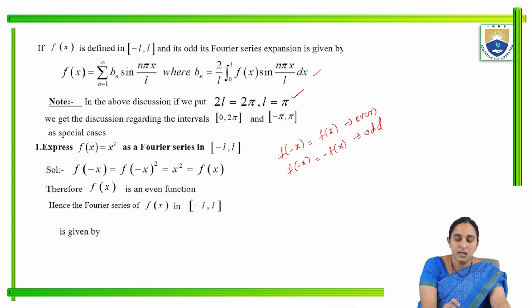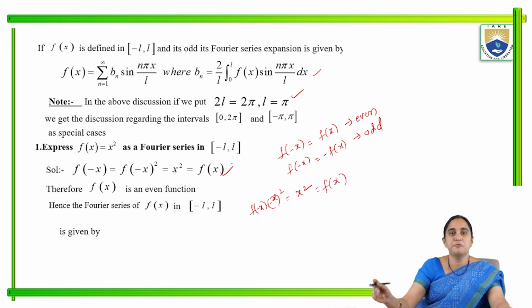Here f of minus x is equal to, for the given function, minus x whole square, that is equal to x square. Again we get the same function f of x. Therefore, the given function f of x is an even function.